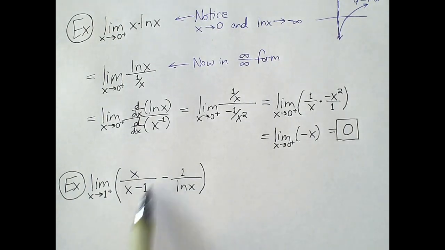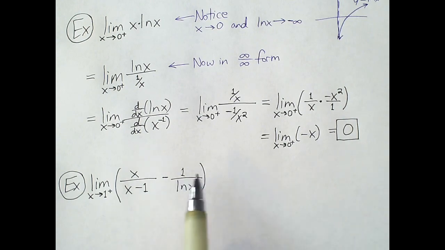So what's happening to the first piece? As x approaches 1 from the right, the numerator is approaching 1, so imagine it being a little bit bigger than 1. And the denominator is approaching 0 from the right. So the numerator being around 1 and the denominator getting closer and closer to 0 means that this piece is approaching infinity.